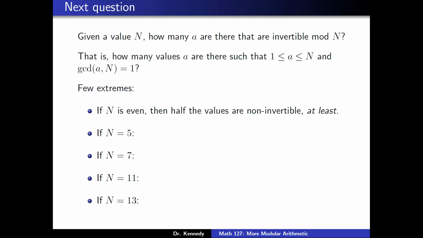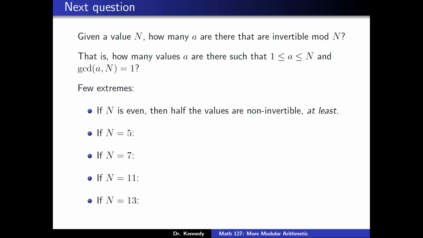Okay, so one extreme is if I take an even number, then anything that is also even and less than that number is also going to be non-invertible. It will be divisible by 2 in both cases. So we never want to take an even number because at least half the values will be non-invertible. They'll have a common factor of 2.